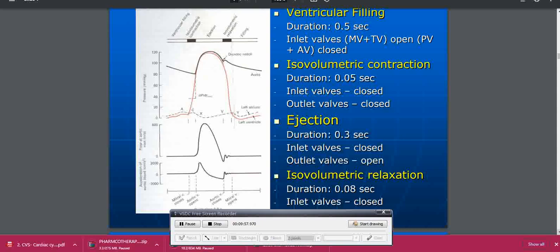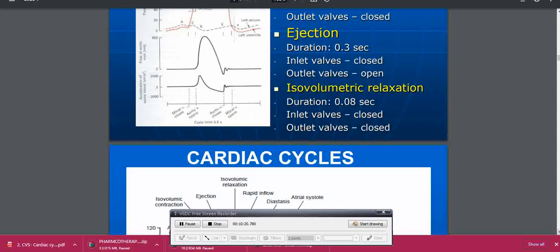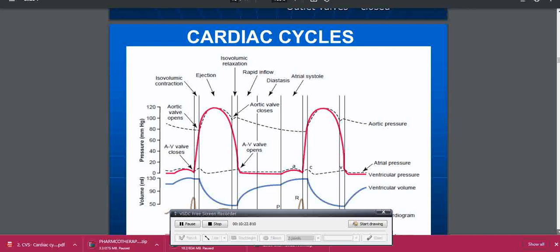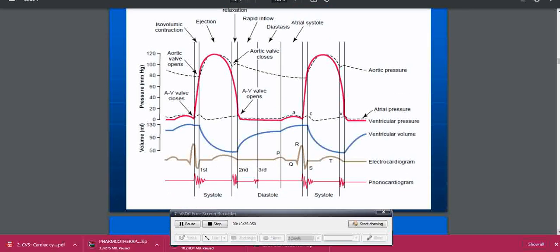Then we have an ejection phase. During the ejection phase, the duration is 0.3 seconds. Then we have the inlet valves closed and the outlet valves open. We also have isovolumetric relaxation, with a duration of 0.08 seconds. When you add all of these together, we have a complete cardiac cycle, which is very important. The following image represents the same.